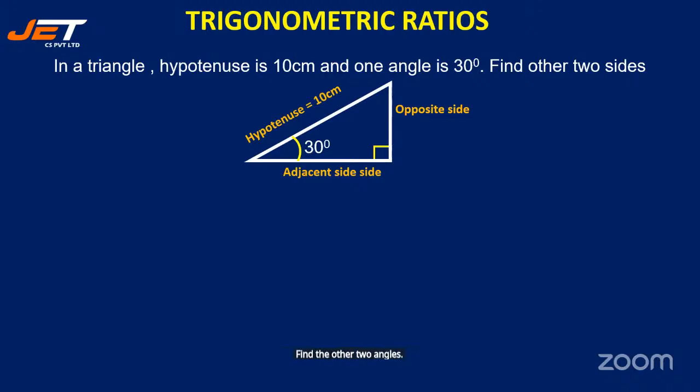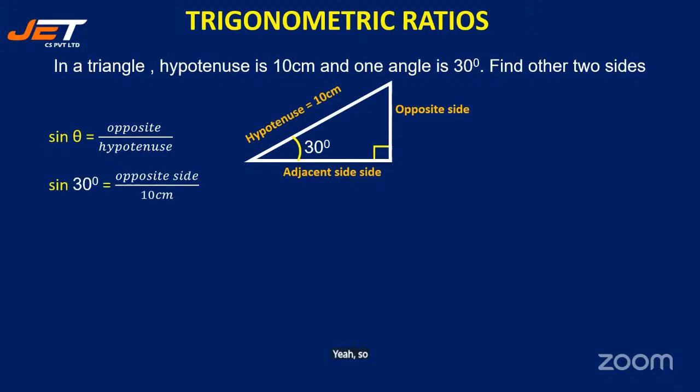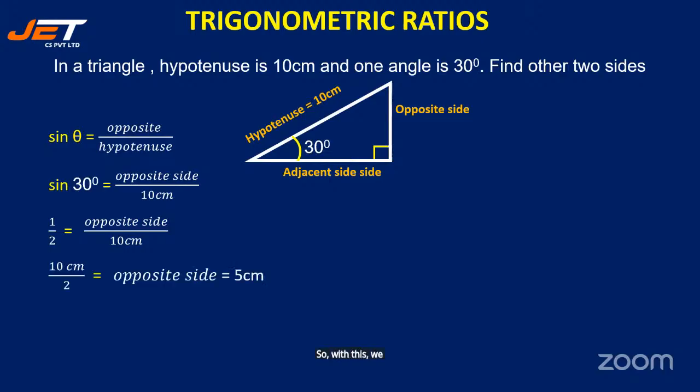Right? So hypotenuse is 10. Opposite side is given. The angle is 30 degrees. So it is opposite side by hypotenuse. Clear? So what is sine 30? It is opposite side by hypotenuse. So sine 30 is half. Opposite side we don't know. But hypotenuse is 10. So with this, we can find out by cross multiplication.